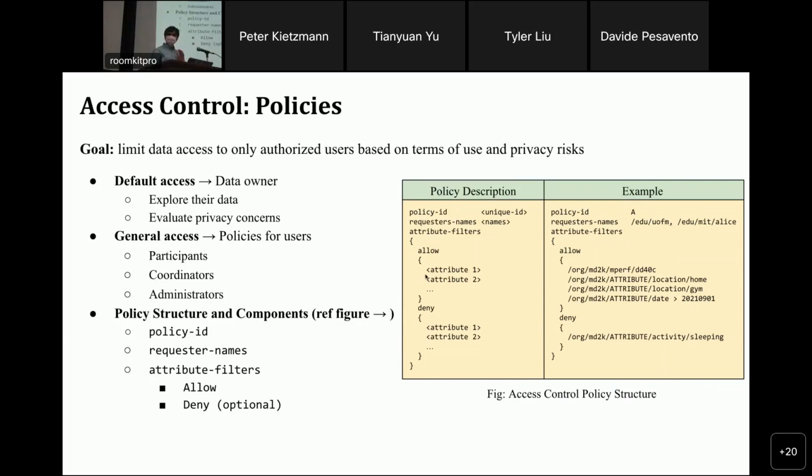So the policy structure is pretty simple. It will have a policy ID and requester names. In this name, if the data is being accessed by a group, it can have a group prefix. If it is accessed by an individual user, then it will have the name of the individual user. And the attribute filter is another section which is also very important, because it will define how the data can be accessed. For example, if you see this here, there are some allowed attributes. For example, the user can access all the data under this stream. It is collected at gym, home, and after some time, but not when the participant was sleeping. So you can achieve this kind of fine-grained contextual access control based on this policy specification.